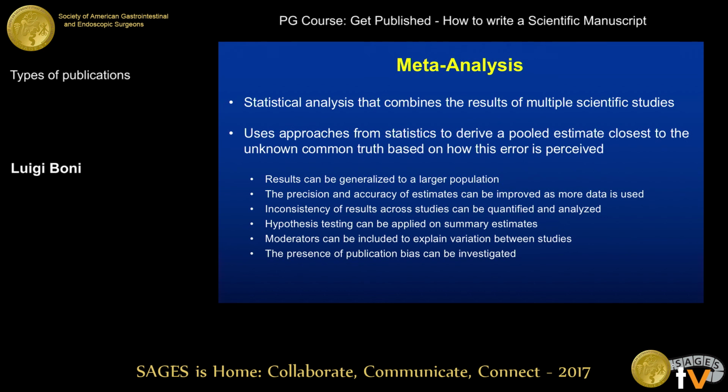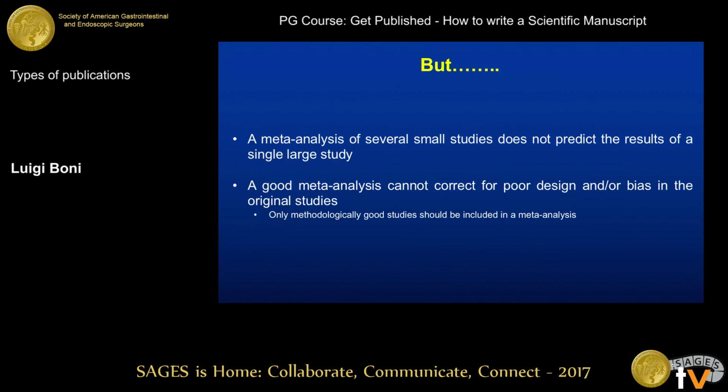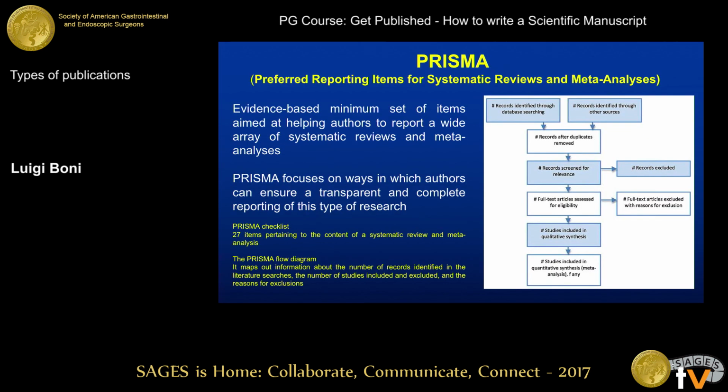The problem with a meta-analysis is that its quality relies on the quality of the studies that you have used for the meta-analysis. So the hypothesis that you are testing with your meta-analysis is only as strong as the published literature that you use for the meta-analysis is good. So a meta-analysis of several studies does not predict the result of a single good study. So the quality is important, okay? And this is one of the major limits.